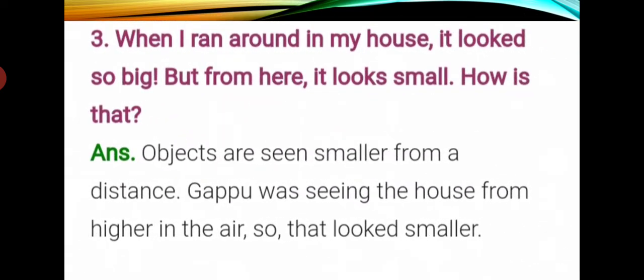Next. When I ran around my house, it looked so big. But from here, it looks small. How is that? So again a question arises in the mind of Gappu, that when he runs around in his house, it looked so big. The size of the room looked so big. But from here, from the top, from above, when he looks down, it looks small. How is that? So the objects are seen smaller from a distance. Gappu was seeing the house from higher in the air, so that looked smaller. So when Gappu is viewing the room from above, the room looks so small.